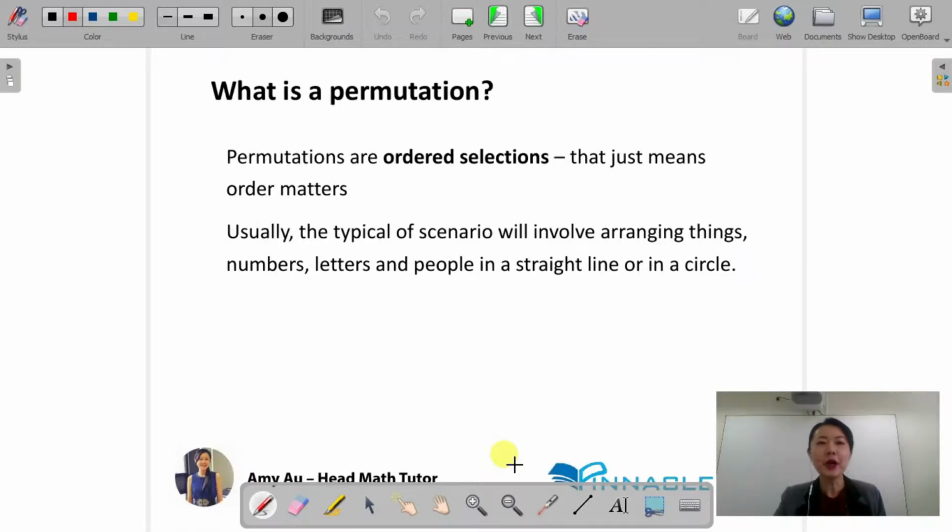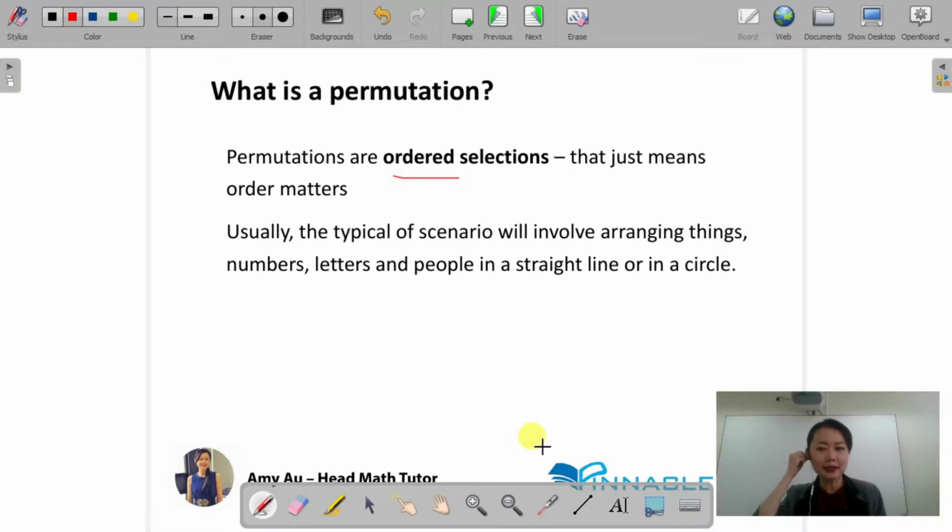What exactly is a permutation? A permutation, as I mentioned before, is an ordered selection, and ordered is the key element here. This is in contrast to another concept called combination, which I'll cover in a separate video. Just to set the context, combination is unordered selection, where order doesn't matter.